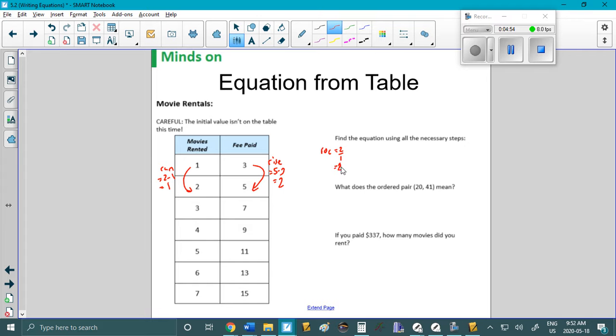Leaving it as 2 over 1 is technically correct, but usually we would just divide it if it divides nicely.